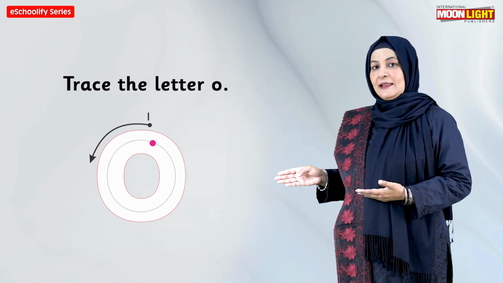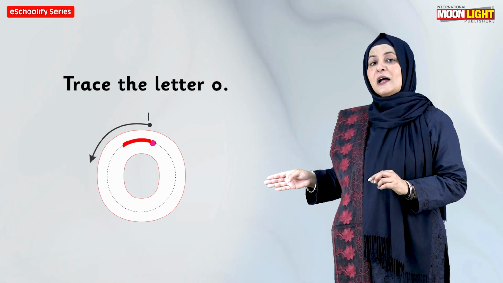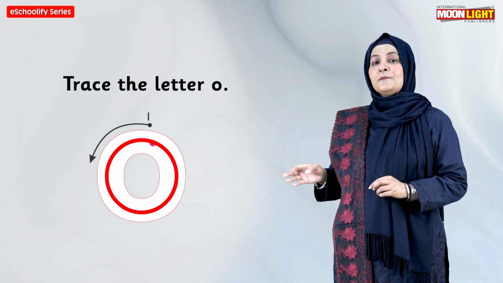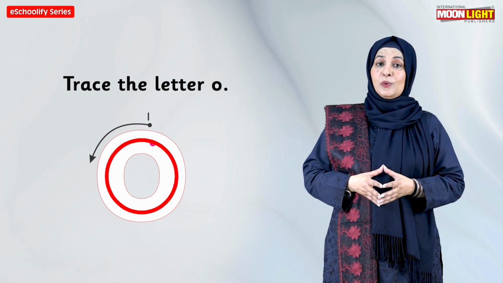Start from the second line, start from the red dot. Go round, round, round and stop. Go round, round, round and stop. It will make the lowercase letter O.